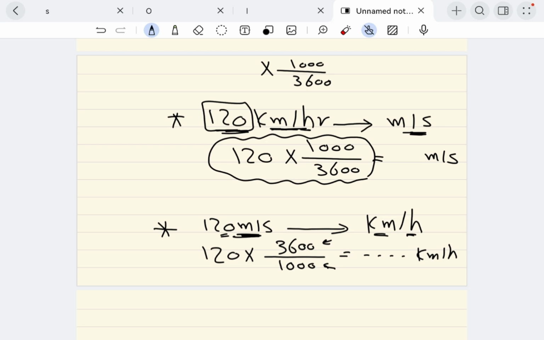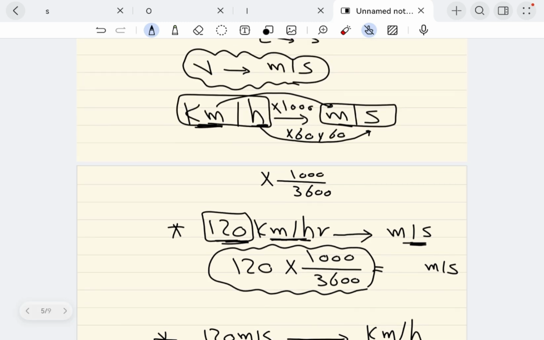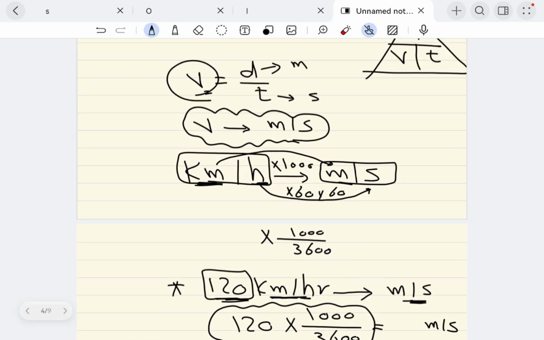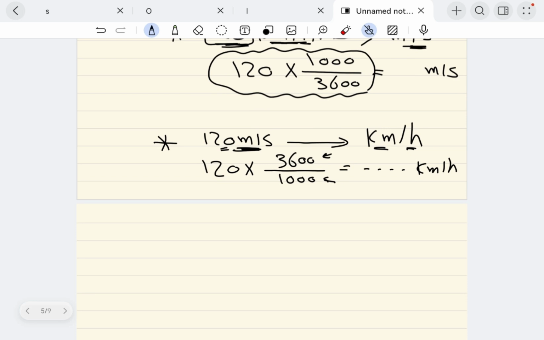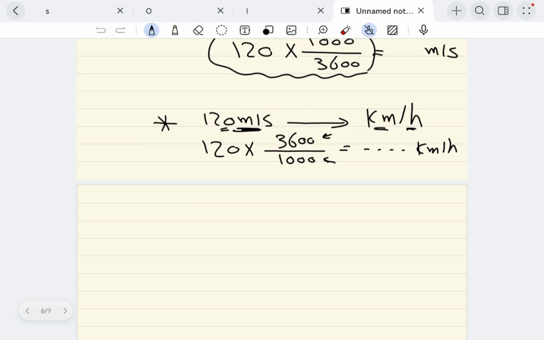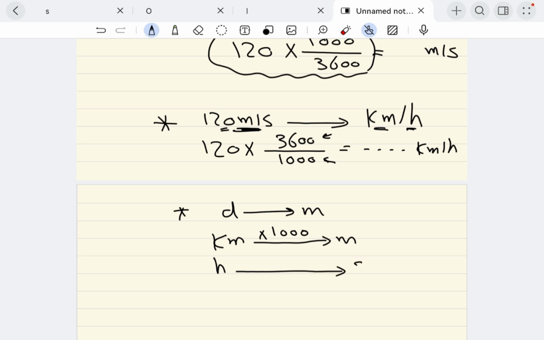These are the main conversions from kilometer per hour to meter per second, or from meter per second to kilometer per hour, and this is mainly for velocity. Okay, so we talked about the conversion of velocity. Now if we give you distance, we said distance is measured in meters. If it's in kilometers, how can I convert kilometers into meters? I will multiply by what? By 1000.